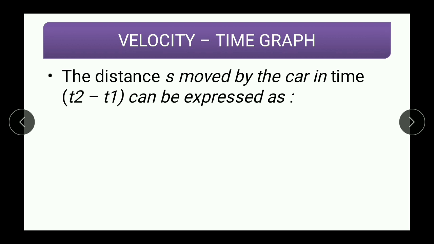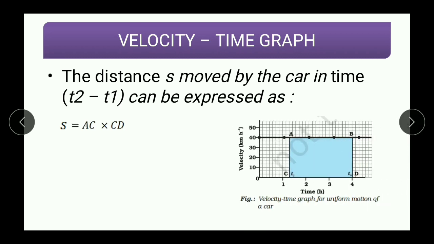Now we will see how to calculate displacement with the help of velocity time graph. So distance s moved by car in time t2 minus t1 can be expressed as s is equal to AC into CD. In graph, here there is AC and here there is CD. So basically this is a rectangle, so you have to simply multiply length into breadth, where length here in this case is CD and breadth is AC. So multiply two quantities and you will get area of rectangle ABDC. So this will give you a distance moved by the car.